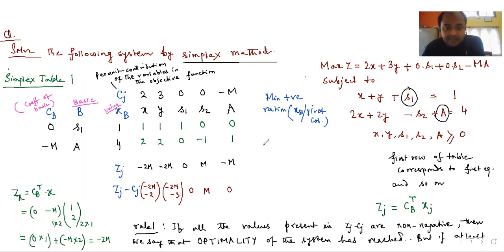Now you see that this is 0, that is 0. Capital M is a positive quantity, as I discussed in the previous session. So we do not have any problem with this. But this quantity is obviously negative. Minus 2M minus 2 is obviously negative. Minus 2M minus 3 is obviously negative. So this particular table is not the optimal table. So we have to proceed further. How to proceed?